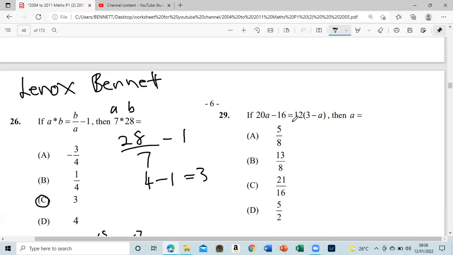If 20a minus 16 is equal to that, then a is equal to, this was the algebra here, man. All right, so I'm going to expand the bracket first. Remember, guys, you always have to remove the bracket. All right. 2a minus 6.